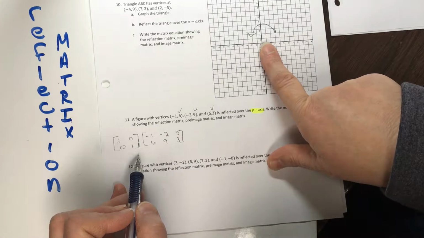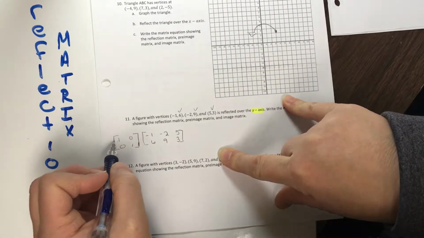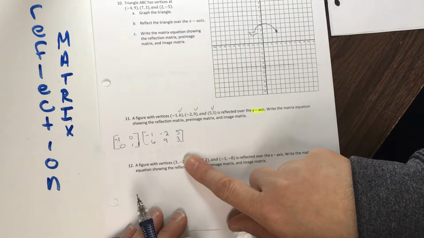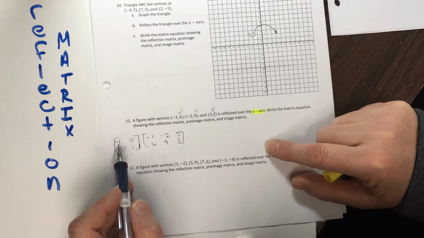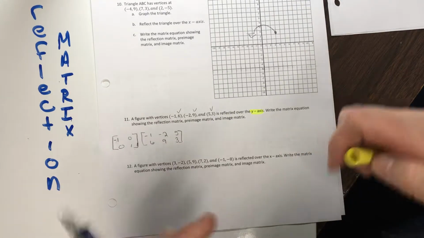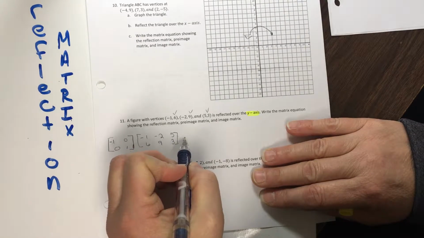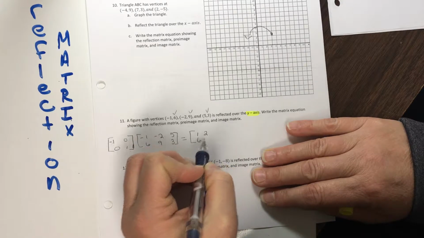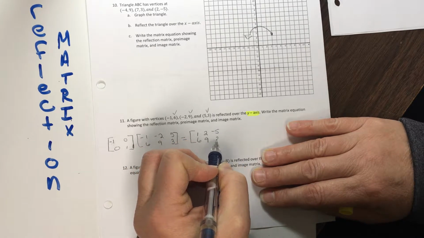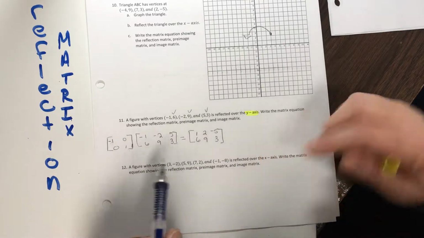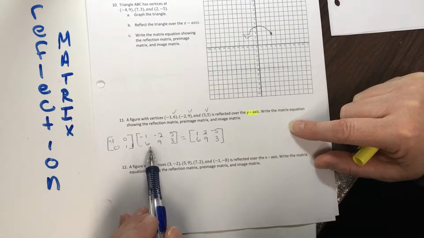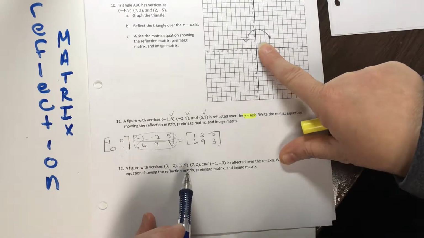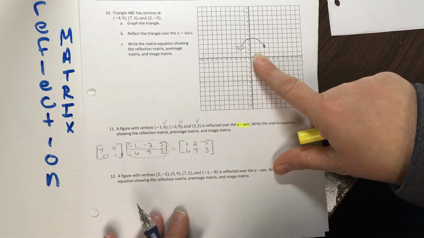So I'm reflecting over the y-axis, so that means that I'm going to put my negative here. So when I multiply, my numbers will be negative using this matrix. All right, so when they're all multiplied out, I end up with, and I did this already, but you can see that this changes our x values and not our y values, so I am flipping over this axis.